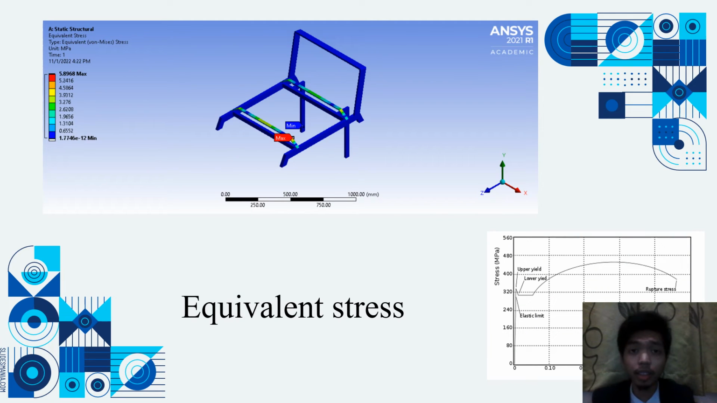The last analysis is equivalent stress. The result that I've obtained is that the maximum equivalent stress acting on the bar of the frame design would be 5.9 megapascal. The value is below the elastic yield strength of the mild steel. The elastic yield strength of the mild steel is 250 megapascal. Therefore, it shows that the bar of the frame design won't undergo sudden rupture.